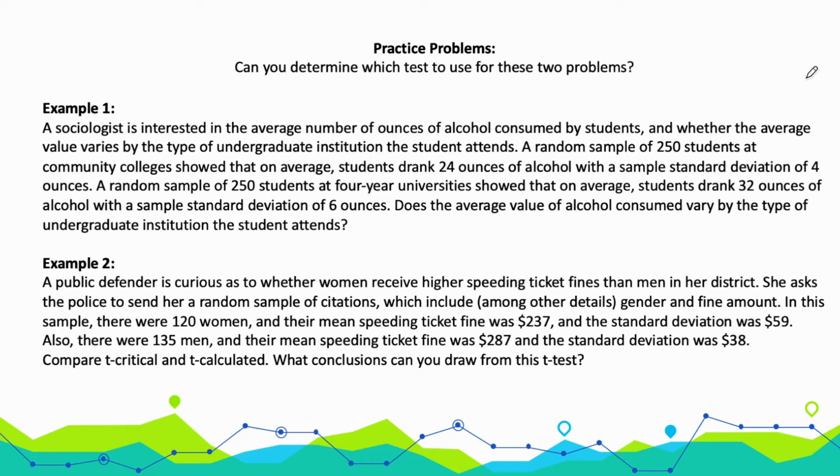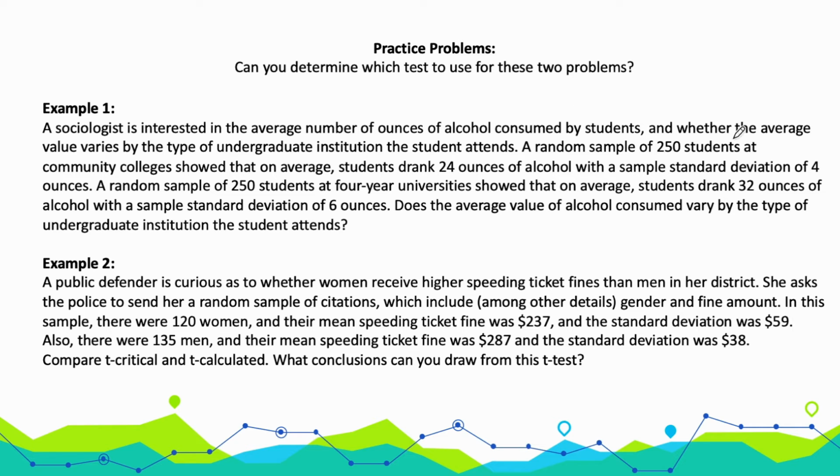So here are two practice problems. Can you determine which test is appropriate for each of these two problems? Let's look at example 1. A sociologist is interested in the average number of alcohols consumed by students and whether the average value varies by the type of undergraduate institution the student attends.